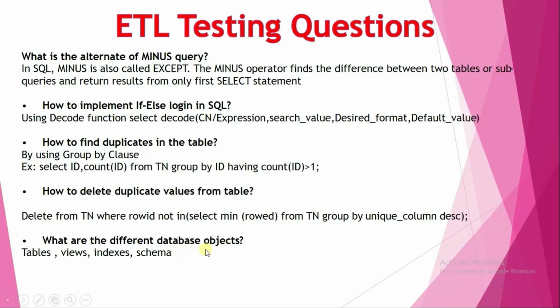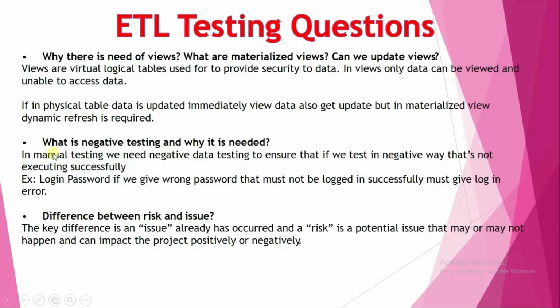So what are the different database objects? Tables, views, indexes, schema, these are the different types of database objects. Why is there a need for views? What are materialized views? Can we update views? Views are virtual logical tables used to provide security to data. In views, data can only be viewed, not accessed directly. If the data in the physical table is updated, view data is also updated immediately, but in a materialized view, a refresh is required.